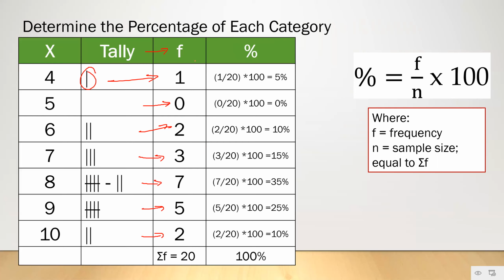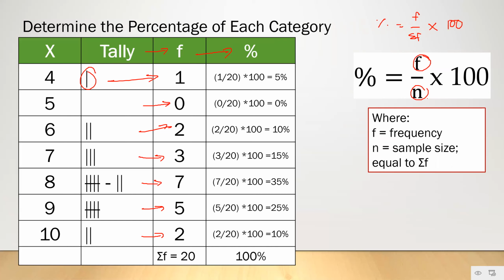Okay. And just like what I said earlier, we can also convert the frequencies into percentage, which is another way of presenting data. And to do that, we need to divide the F by the N, or in some other versions, that is F divided by summation of F times 100. That's how you get the percentage.